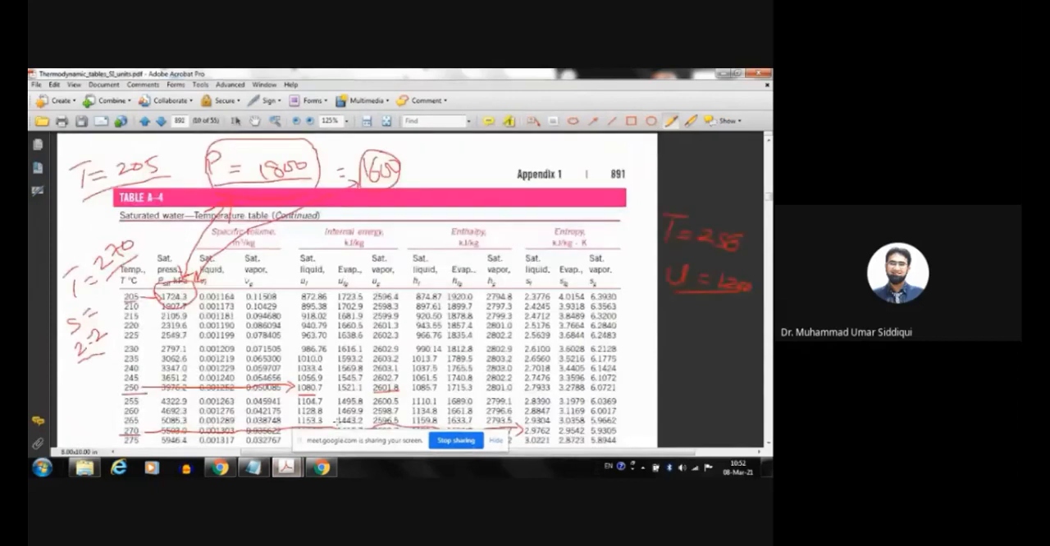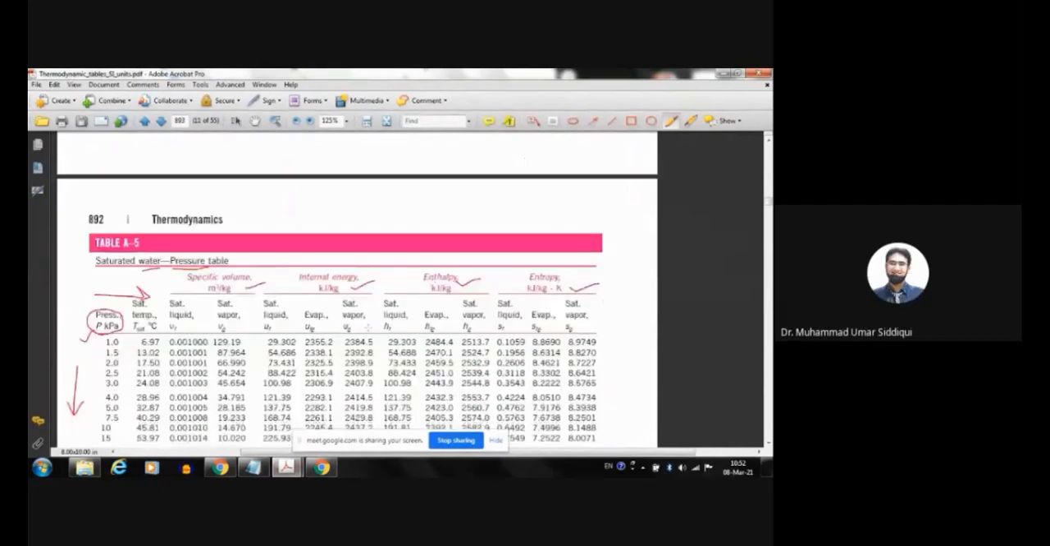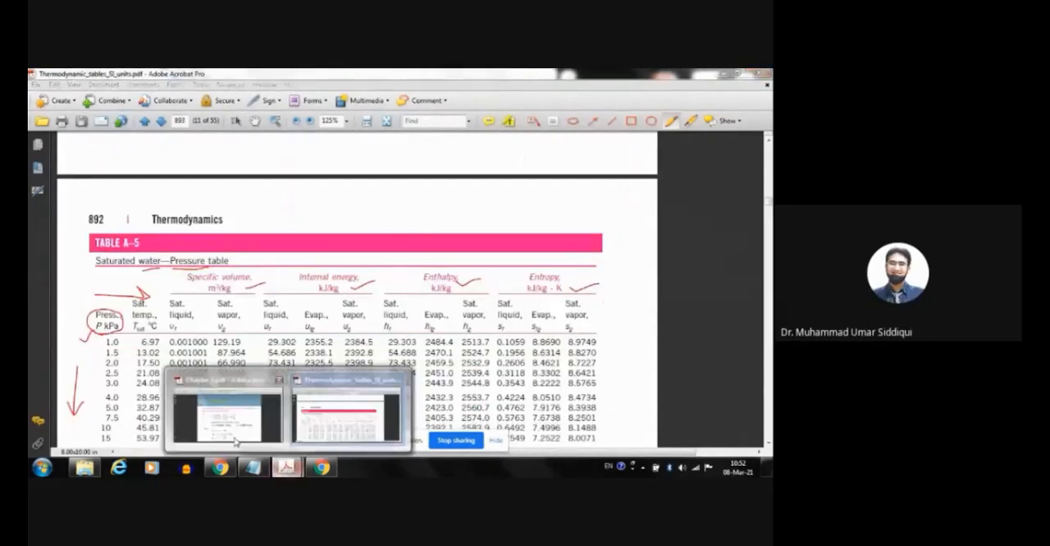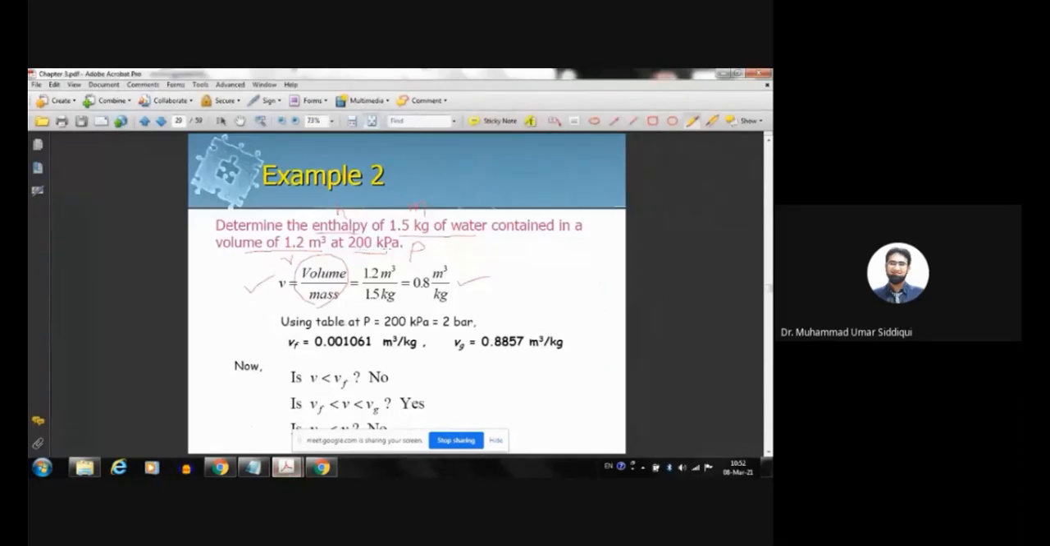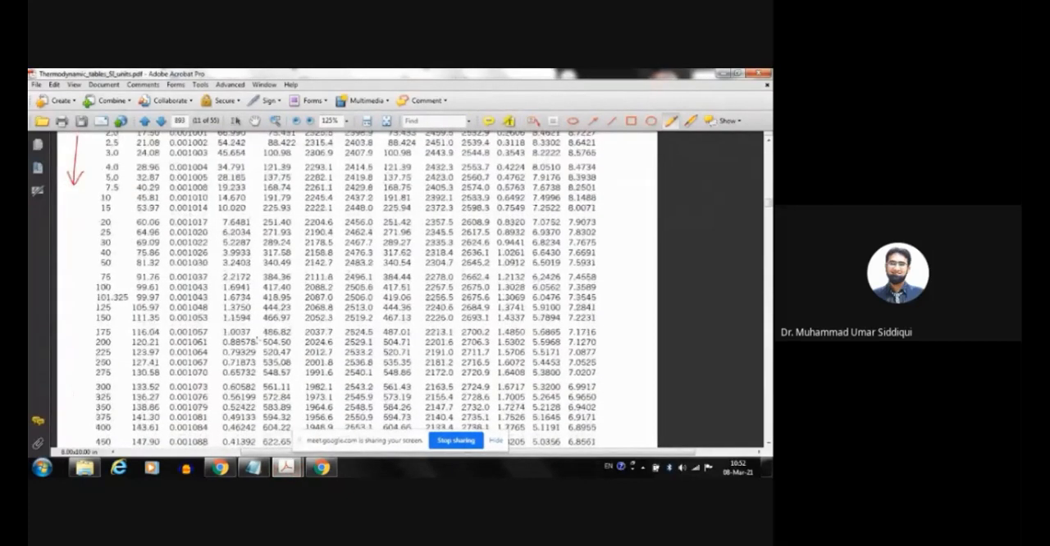Saturated water pressure table, saturated water temperature table. Saturated water pressure table, because the pressure is given in the question, right? 200 kilopascal. At 200 kilopascal, we need to now compare V. So let's go to 200 kilopascal. Now at 200 kilopascal, we have the values of VF and VG. Now look at the values of VF and VG. This is VF, this is VG.